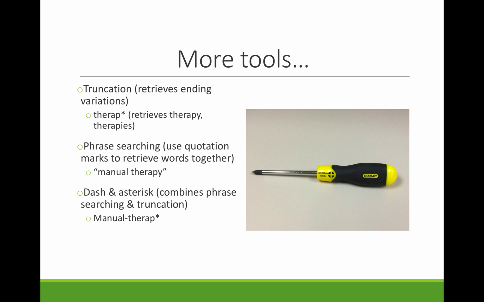And in PubMed, you can also use something called the dash and the asterisk together, and that combines the function of phrase searching with truncation. So that means it would look for the terms manual and therapy, and they have to be together, and it's also going to look for manual therapy as well as manual therapies, and it's going to pull them in and make sure the words have to be together.